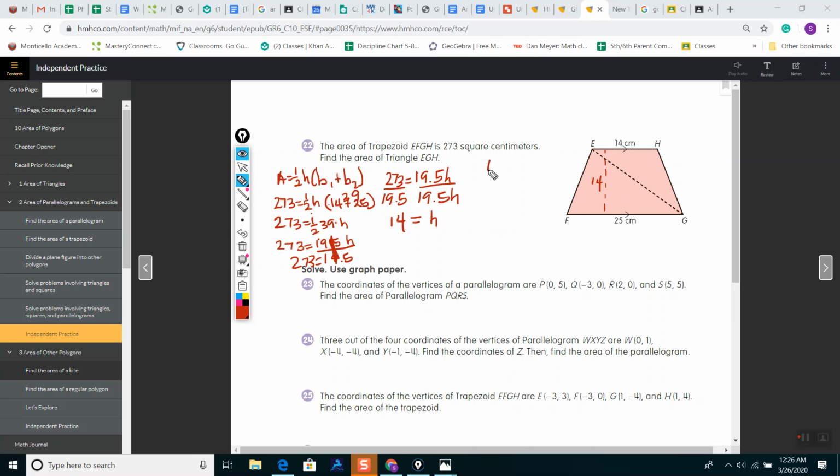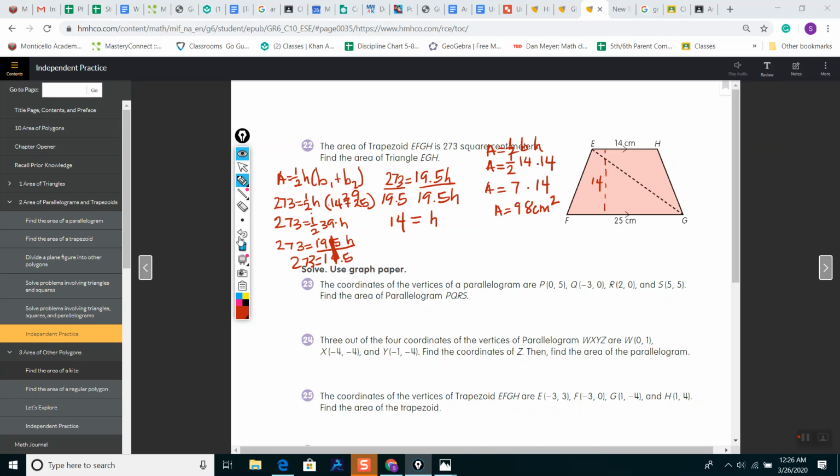Okay, so let's solve for the triangle then. Area is equal to 1/2 of the base and the height, and we have 14 by 14, so we have 1/2 of 14 multiplied by 14. Half of 14 is 7, and then 14. What is 7 multiplied by 14? That is 98, so the area is equal to 98 centimeters squared.